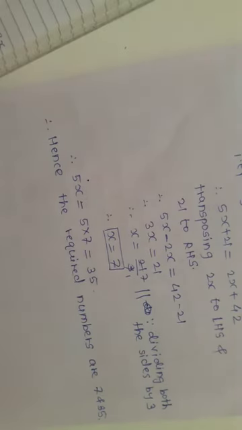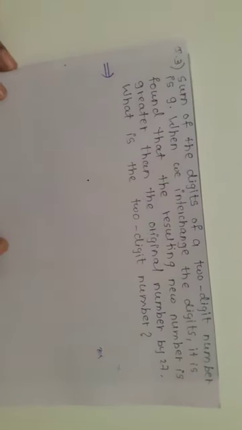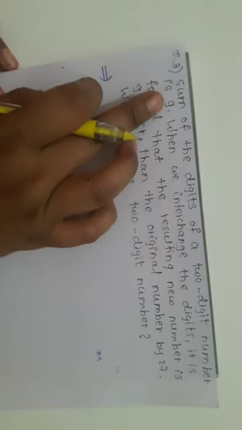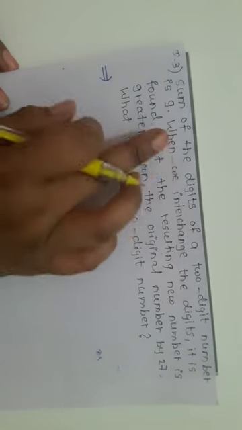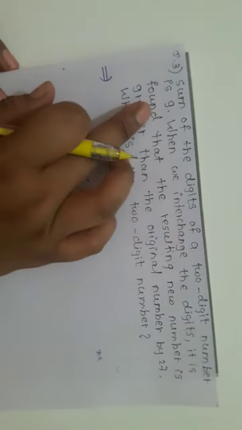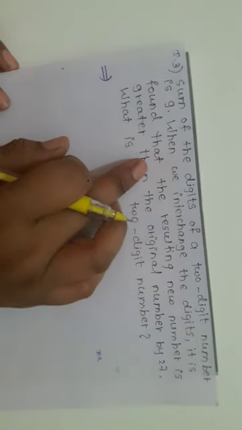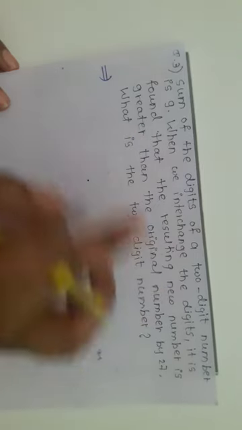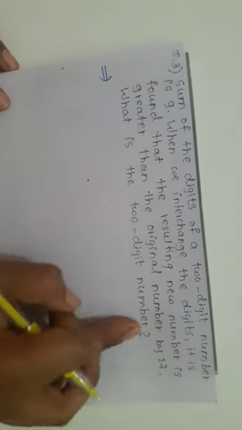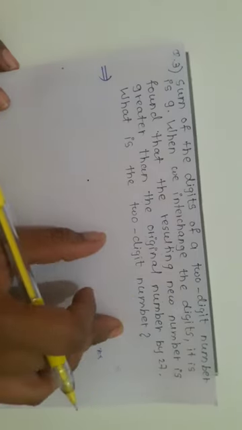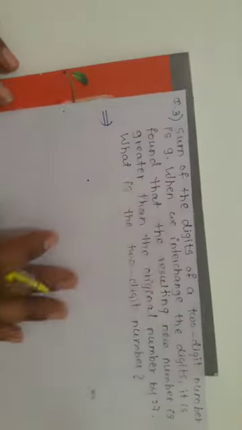Now come to the next example. So read the example first. Sum of the digits of a two-digit number is 9. When we interchange the digits, it is found that the resulting new number is greater than the original number by 27. What is the two-digit number? So that two-digit number we have to find out.